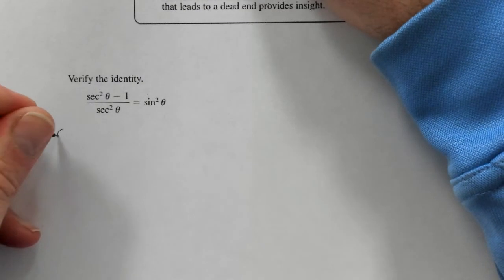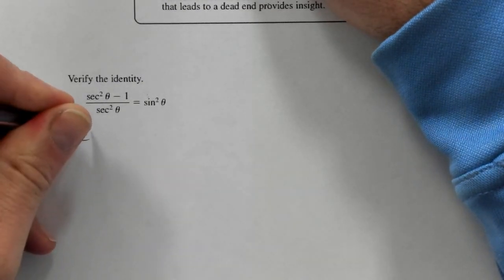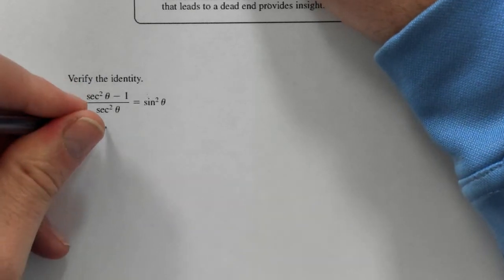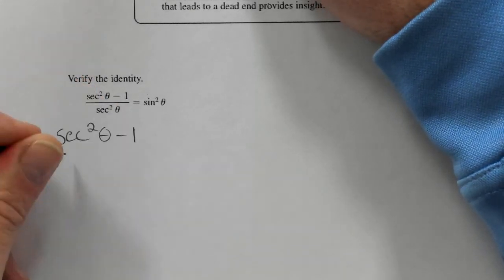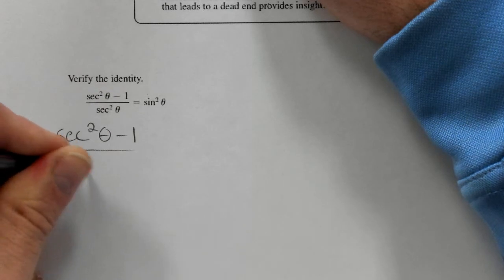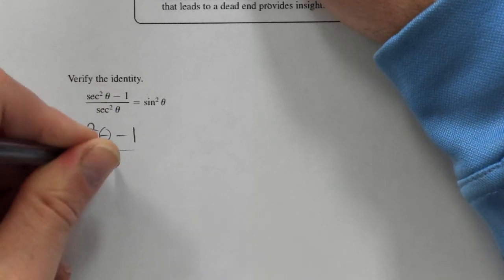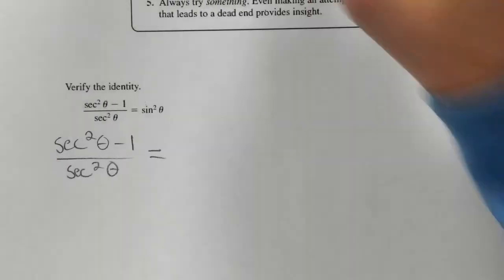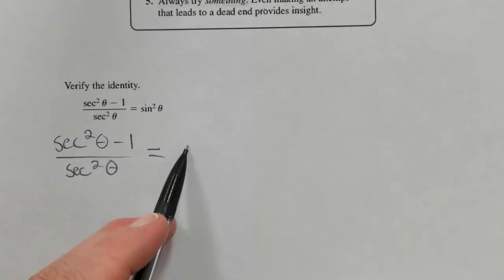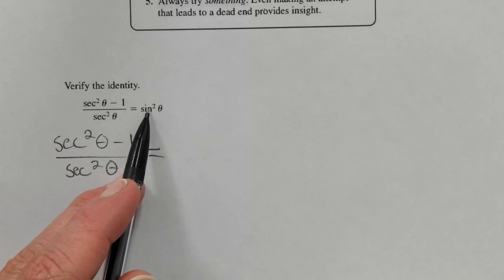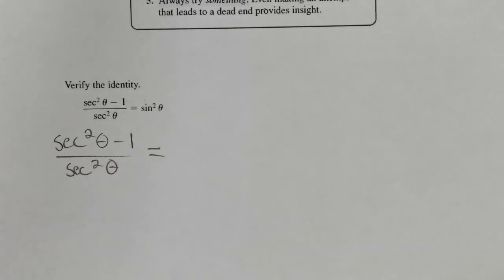So we'll start with secant squared of theta minus 1 over secant squared theta. I want to see what I can change this into that's going to get me closer to this. Anything that you can do to make stuff combine together or cancel out, anything that will make it simpler than it was before, is always a good way to go.